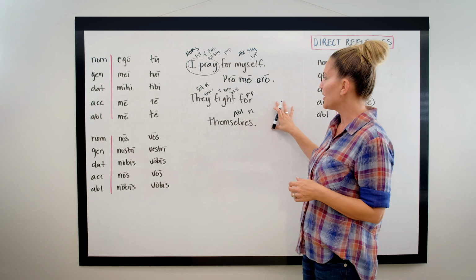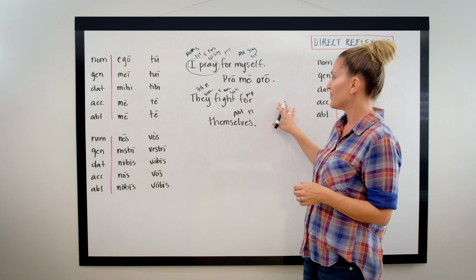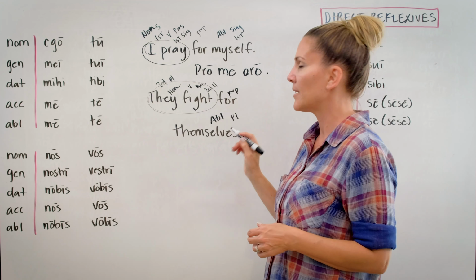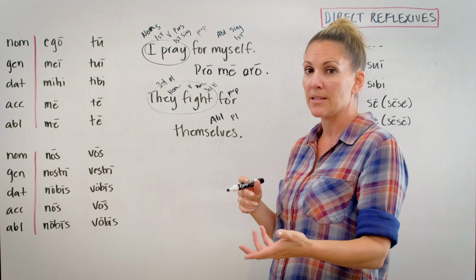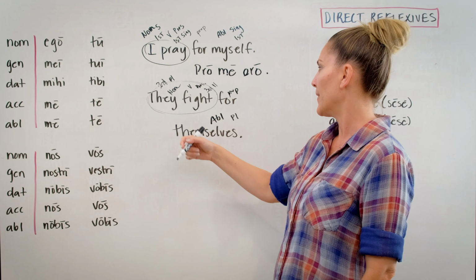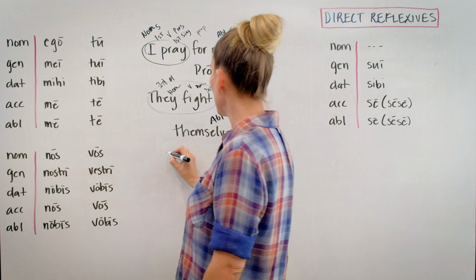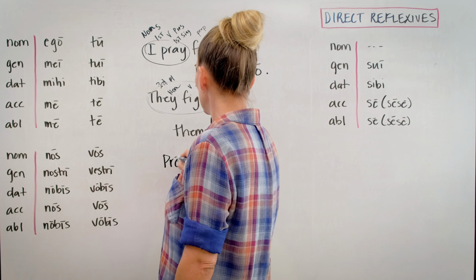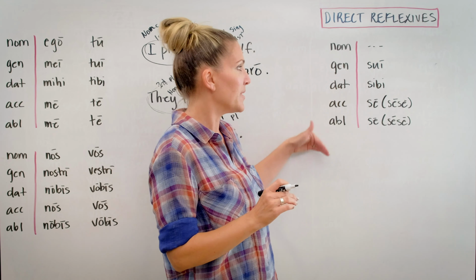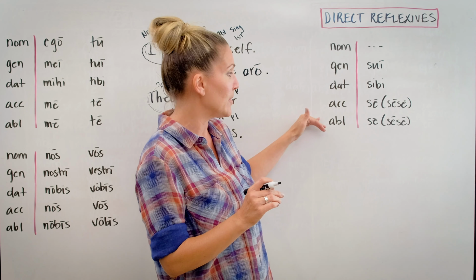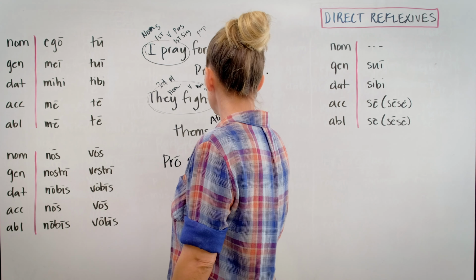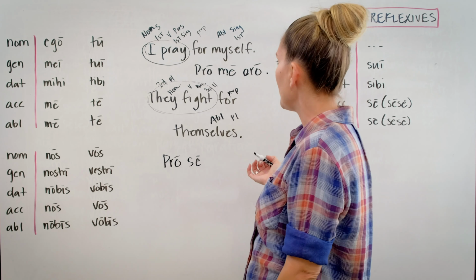Okay, so let's put this all together. They fight for themselves. So again, I can wrap these two words into one because it is implied in the ending of the verb. I don't need an additional third person pronoun there. So I'm going to start again with my prepositional phrase. So pro, I can say the ablative, the singular and the plural are the same. So the ablative version would be se or sese. It doesn't matter which one I pick. So I'll say pro se, and then they fight.